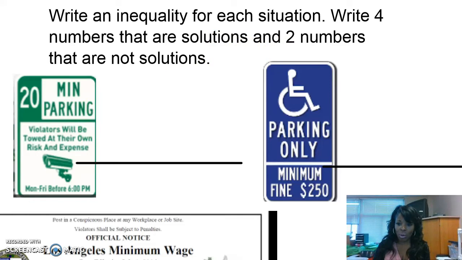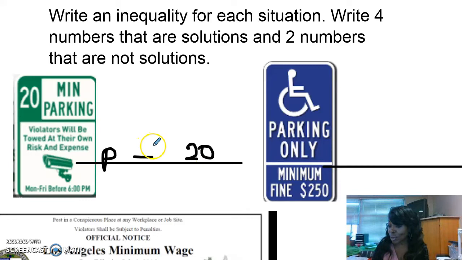Okay, so here we have a parking sign, and it says 20 minutes. So let's write an inequality. We'll pick a variable P, and we'll write 20. Okay, so can we park for 20 minutes? Sure. So let's draw a line for the equal sign. So then the question becomes, can we park for more than 20 minutes or less than 20 minutes?